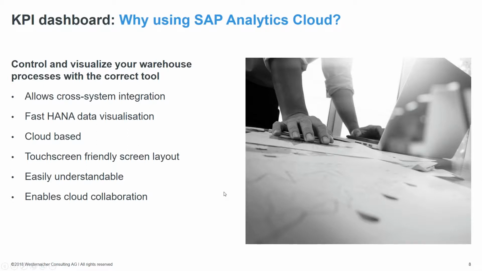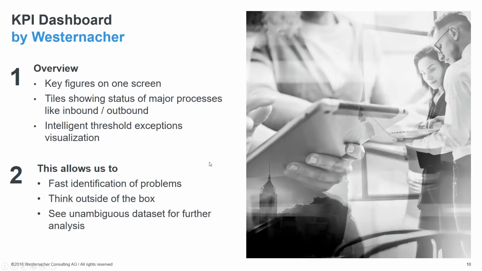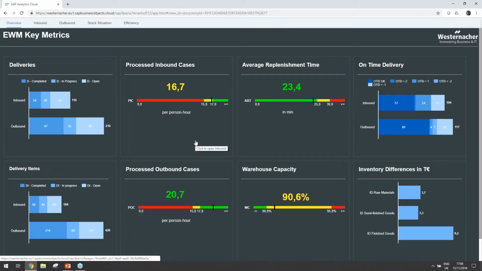Thank you, Florian. So now let's have a look at our KPI dashboard itself. First, I want to show the main overview screen, which holds major key figures and shows the major processes like outbound and inbound. What we see on the screen is the main overview screen, showing basically all the major KPIs together. We can organize the tiles, we can add some KPIs or remove some KPIs.